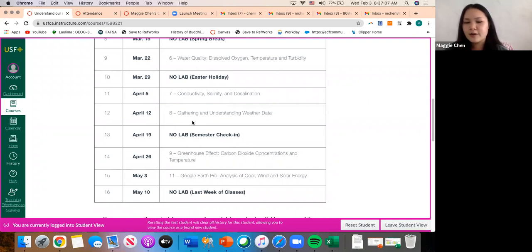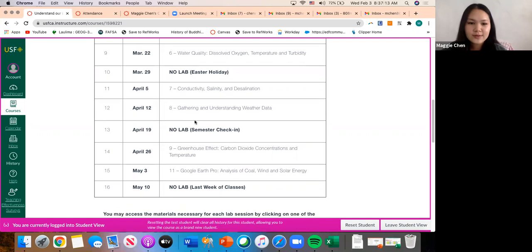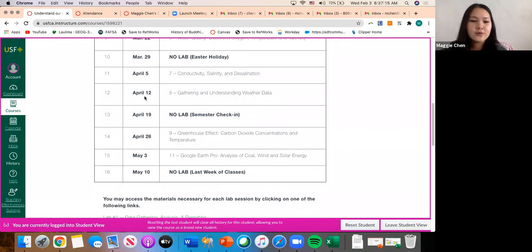How does that react within our atmosphere, and looking at weather data, gathering and understanding weather data. How would we do that? And on the week of April 19th, there's no lab. It says semester check-in, but it's really to give you guys a break to catch up on anything, if there are any labs that you needed some more help on, or anything like that. So there's no lab for that week of April 19th.